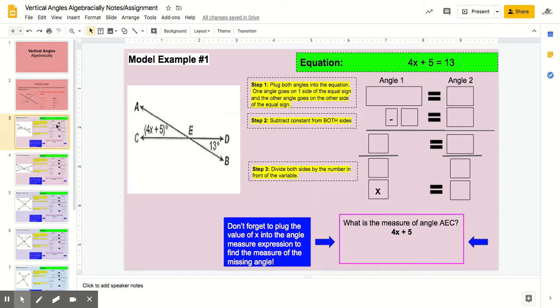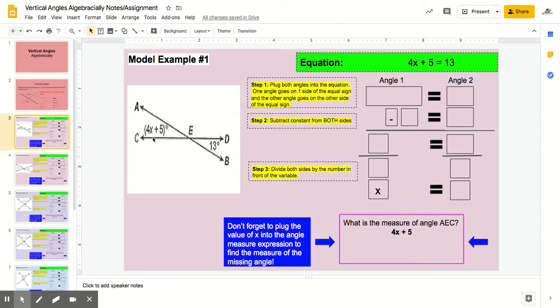Okay, so we're going to do a bunch of examples together, and then you guys will do some on your own. All right, so example one, I have a pair of vertical angles. This angle that's labeled 4x plus 5, and this angle that is equal to 13 degrees. I know that these are vertical angles because they're formed by two intersecting lines and they are across from each other. So I first got to figure out what x is equal to.